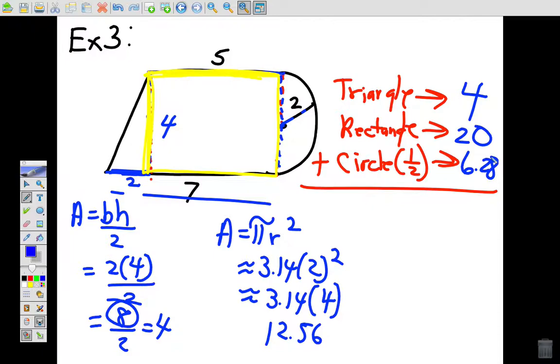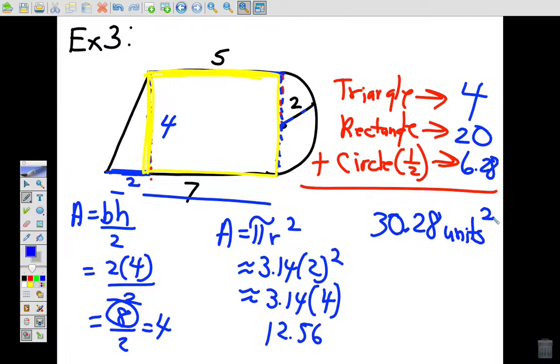Now I add those 3 numbers together. So 6.28 plus 20 plus 4, and I get 30.28. And let's see, there wasn't any units on this, so we'll just call this units squared. And that's the total area.